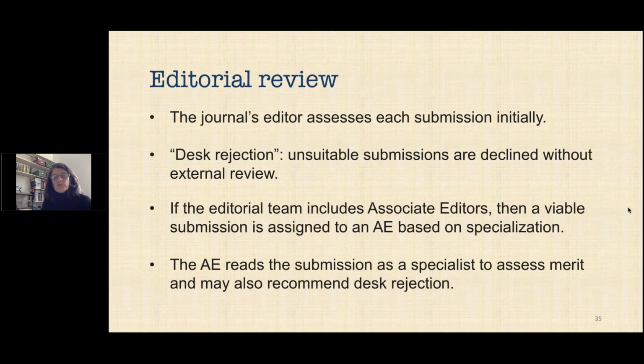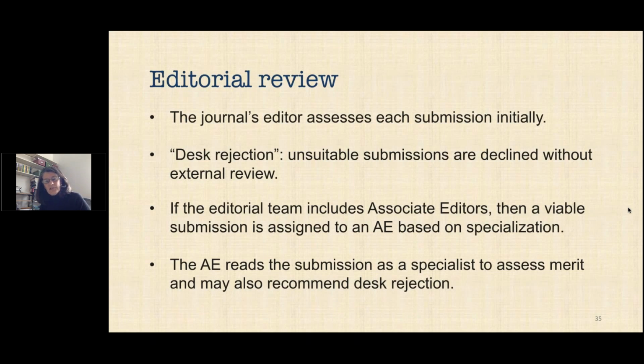The journal's editor will always assess each submission to decide if it's a suitable submission or not. Desk rejection means that an unsuitable submission is being declined without external review. So if you send your paper to a journal, you always have the right to have it read and some kind of opinion delivered on it, but not necessarily to have it sent out to the external reviewers. At Language, we have a team of associate editors.